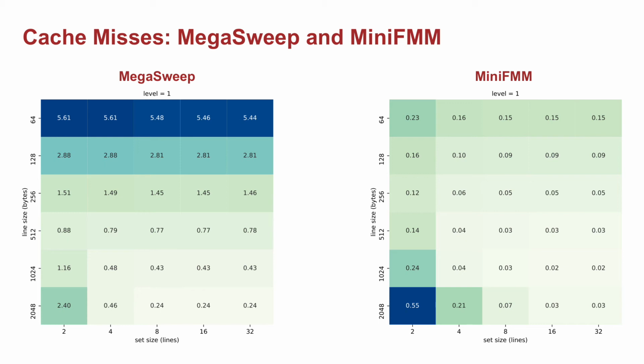This slide shows similar heat maps with miss rates for MegaSweep and MiniFMM, both at level 1. We also observed an interaction between the line size and the set size when using longer lines.